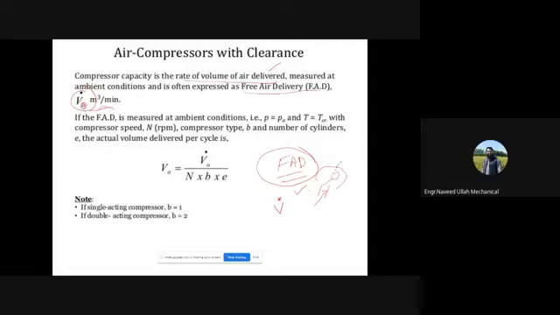But if you are measuring this volume, the volume delivered by the compressor at ambient temperature and pressure, we call it FAD. So this is actually the volumetric flow rate in cubic meters per minute, but measured at ambient conditions. Ambient conditions means ambient temperature and pressure, which is why we call it free air delivery, FAD. This is actually the term.